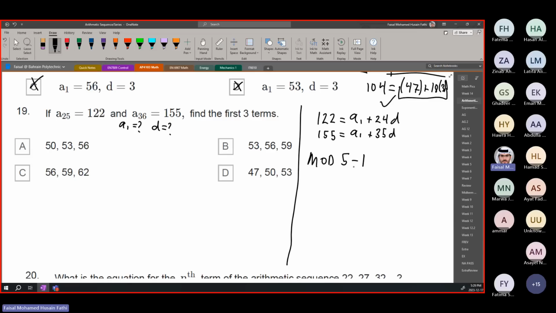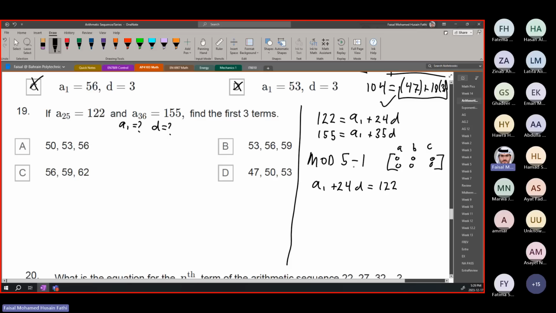Once you hit mode 5-1, you will get something like a matrix with A, B, C, and then 0, 0, 0, 0, 0, 0. You will have to organize this equation from left to right. So this equation here is A1 plus 24D is equal to 122. The second equation is A1 plus 35D is equal to 155. All right? You will look at the coefficients.